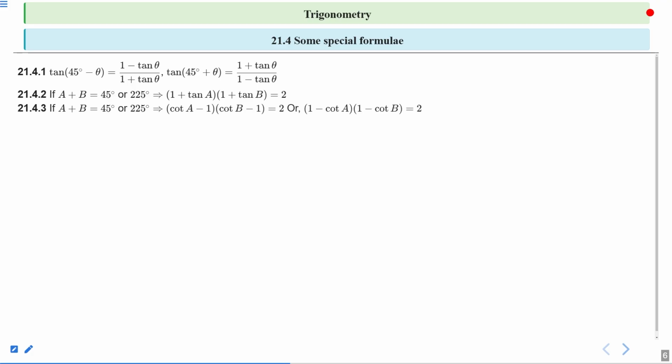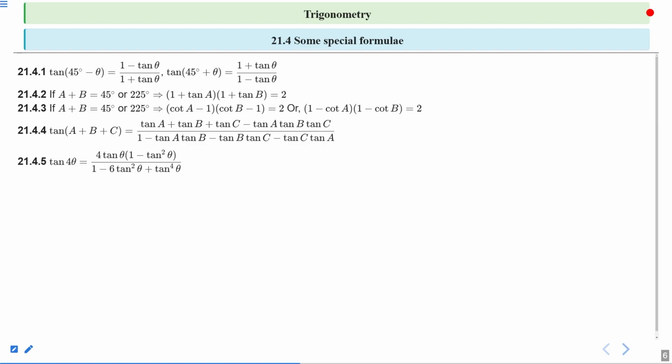If A plus B equals 45 or 225, then we can say that (cot A minus 1) into (cot B minus 1) equals 2, or (1 minus cot A) into (1 minus cot B) equals 2. Tan (A plus B plus C) equals (tan A plus tan B plus tan C minus tan A into tan B into tan C) whole upon (1 minus tan A into tan B minus tan B into tan C minus tan C into tan A).